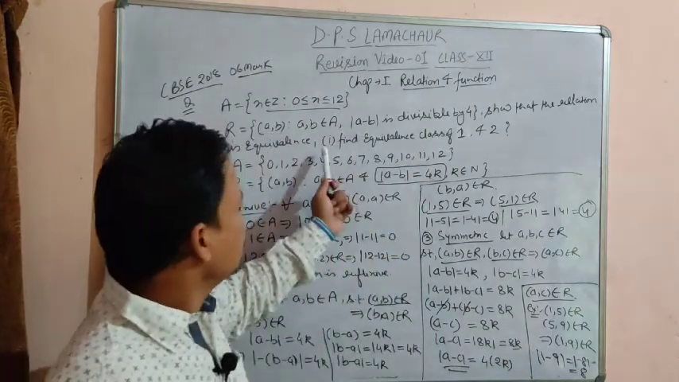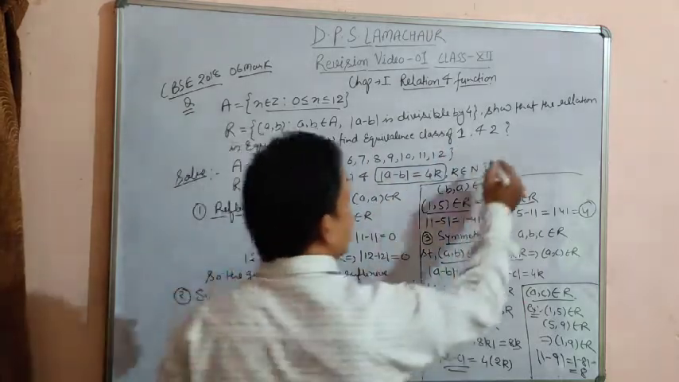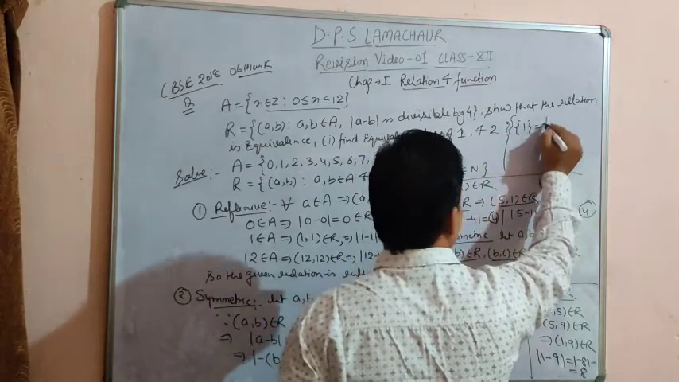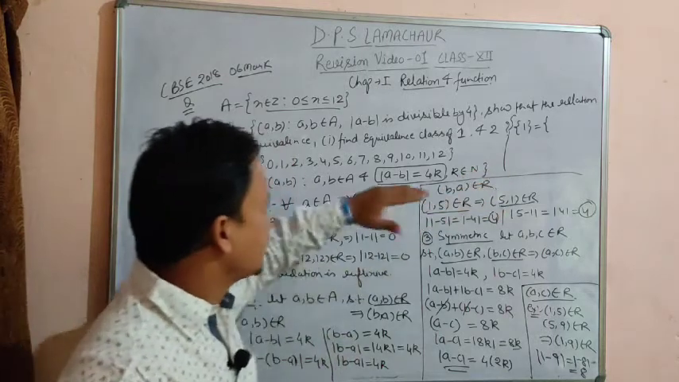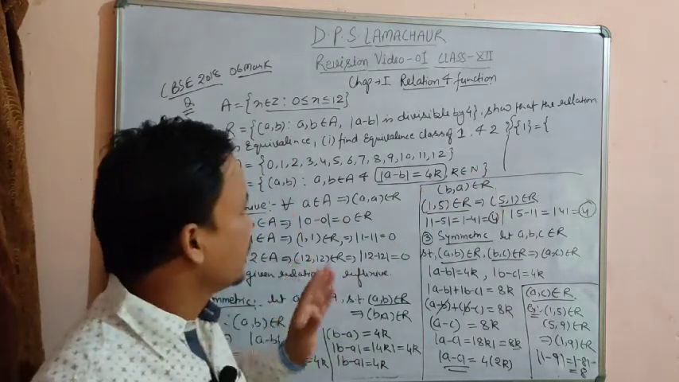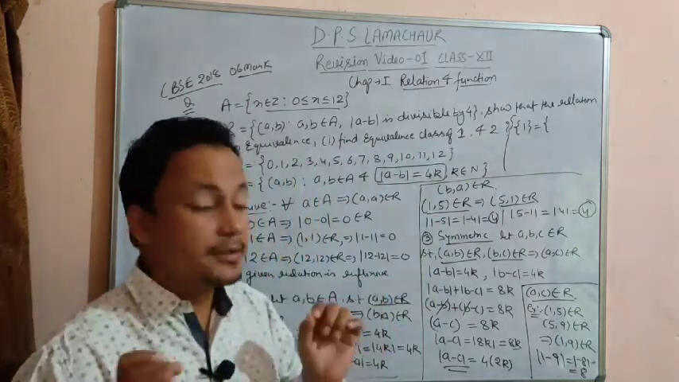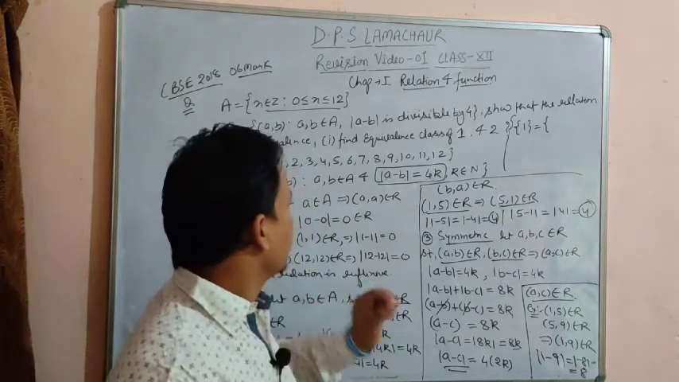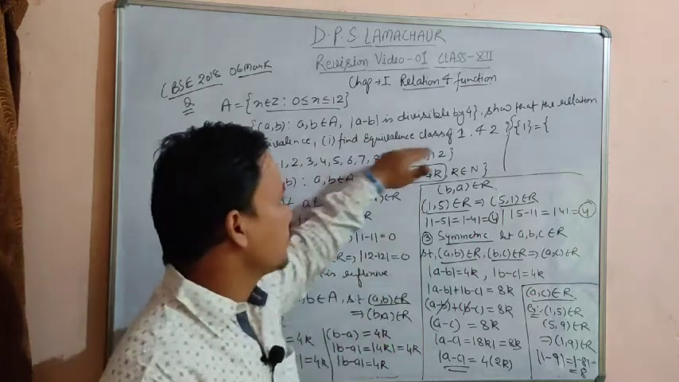Now we have to find out the equivalence class of 1 and 2. So see here, equivalence class of 1 means the elements which are related to 1 by this relation. Okay, are you getting my point? We have to find out the equivalence class of 1 and 2. What does it mean? It means that the elements which are related to 1 by this given relation are said to be the equivalence class of 1.